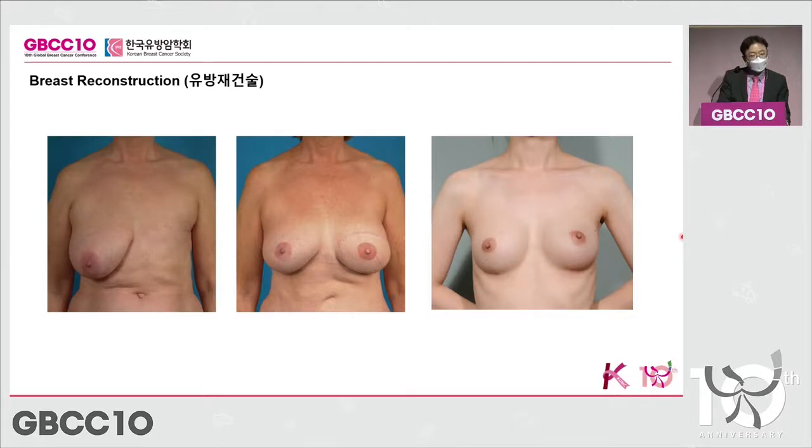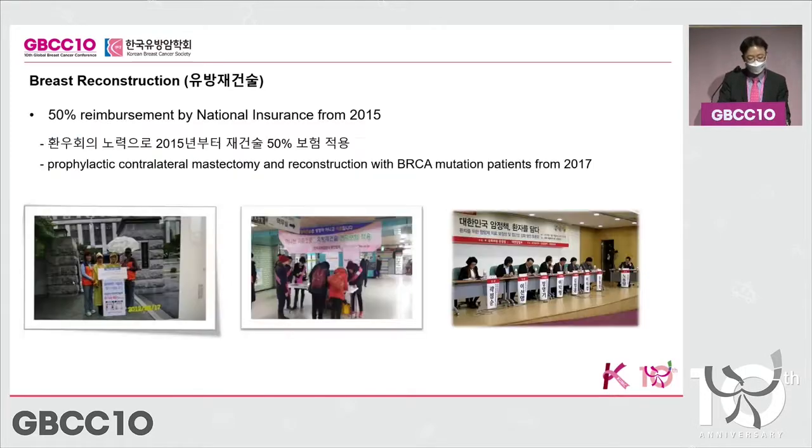As you're well aware, reconstruction was finally started to be reimbursed 50% by the National Reinsurance System from 2015. I know that many of you were involved in the efforts to make this possible. Many people actually went out onto the streets to let people know about the situation. So fortunately, we are receiving 50% reimbursement for this operation, and I would really like to extend my sincere gratitude to all of you survivors and patients for your active efforts.